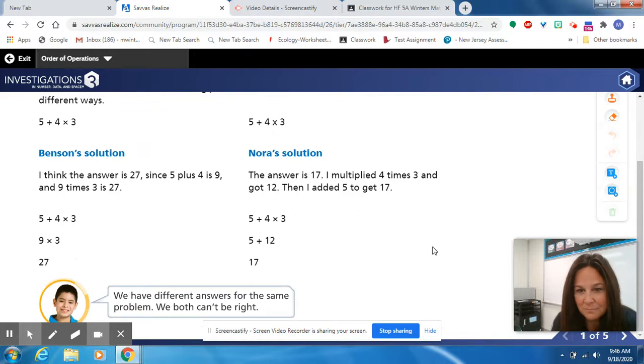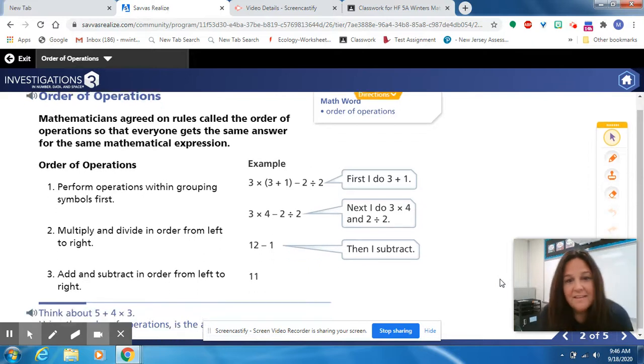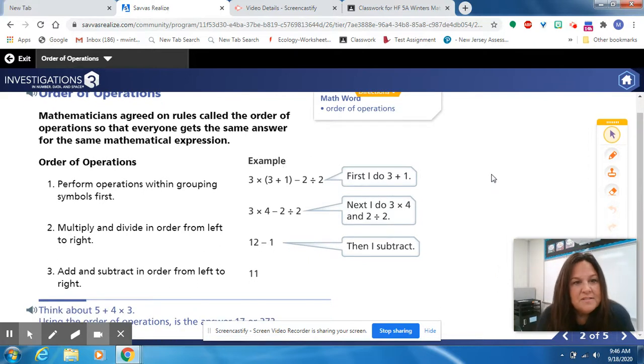And then Benson says, we have different answers for the same problem. We both can't be right. So mathematicians agreed on rules called the order of operations so that everyone gets the same answer for the same mathematical expression. Here are our order of operations.